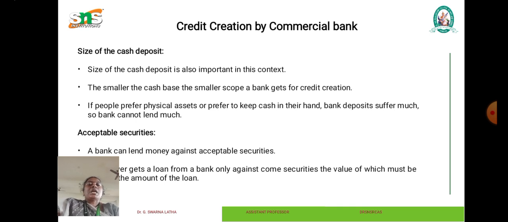so the bank cannot lend much. Acceptable securities. A bank can lend money against acceptable securities. A borrower gets a loan from a bank against some securities, the value of which must be equal to the amount of the loan. Controlled by the central bank. A central bank possesses certain instruments. By the use of these, it can increase or decrease the credit created by banks.